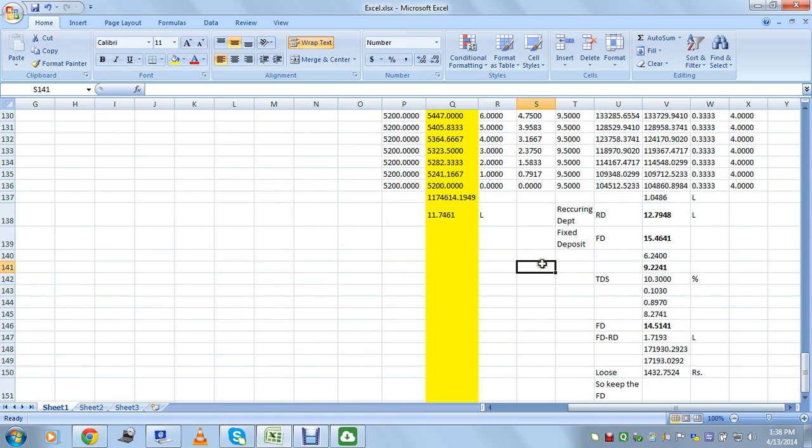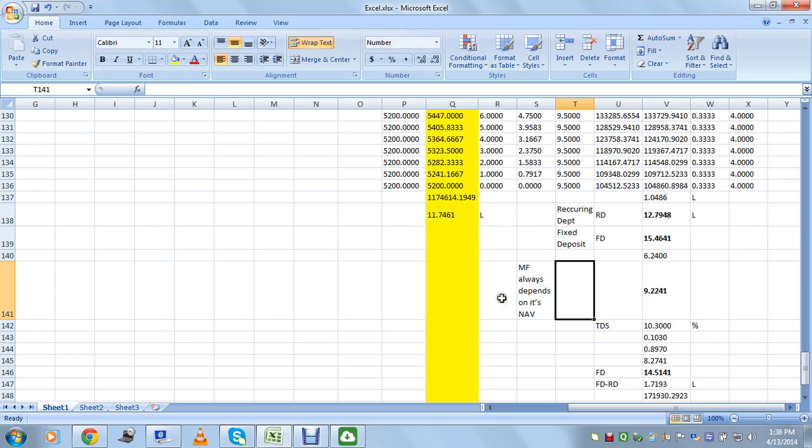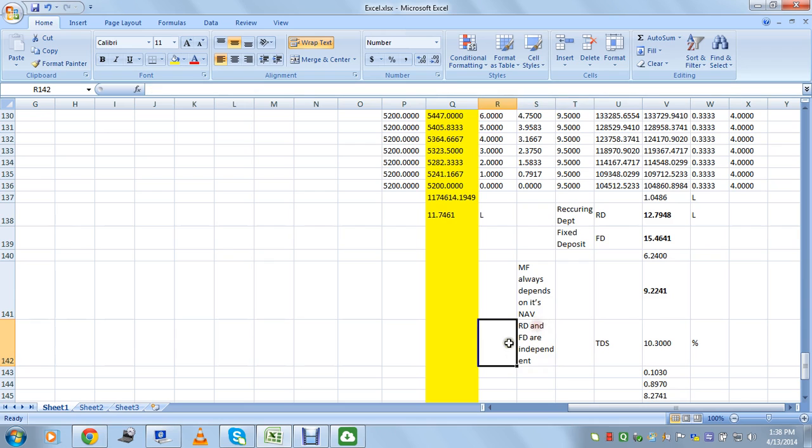So a mutual fund always depends on its NAV. NAV is net asset value. But RD and FD are independent. So this is safe, and this is risky. So you have to have your account also very well managed with proper knowledge.